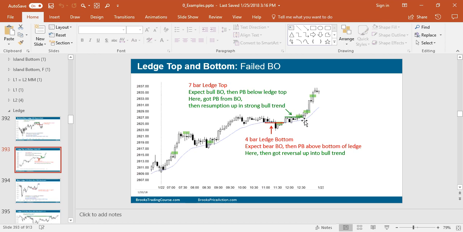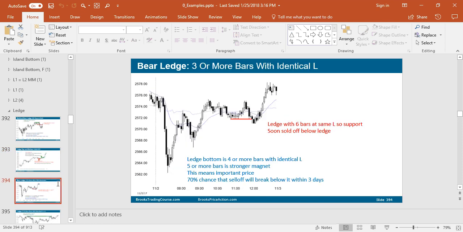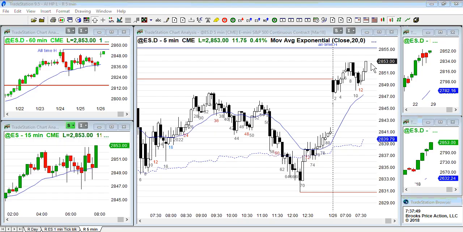Break out above the ledge, pull back a little bit above. Break out below the ledge, pull back above the bottom. When we break out above the top of the ledge, which we just did, within a few bars, we'll probably dip at least one tick below the top of the ledge.